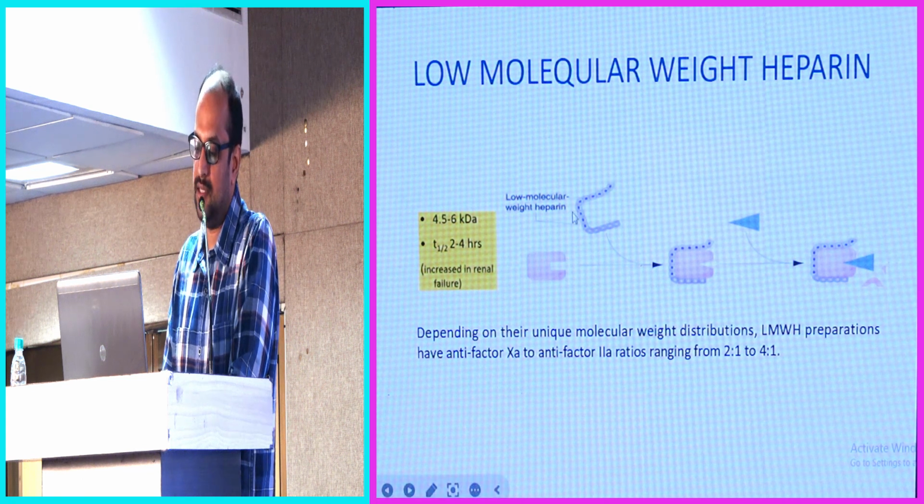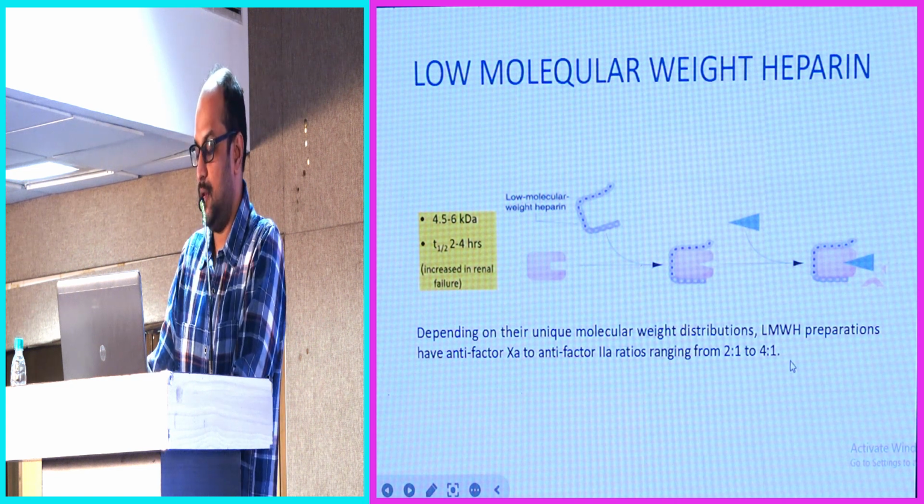Because its structure is a little bit short, it has the capacity to bind with factor 10A easily, but its effect on factor 2A is less. So if you see the low molecular weight heparin capacity to bind anti-factor 10A and 2A, it will be from 2:1 to 4:1.